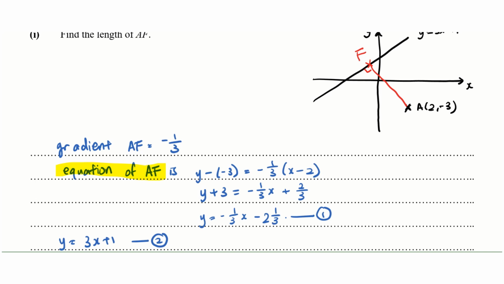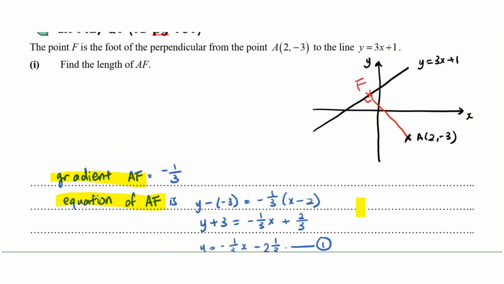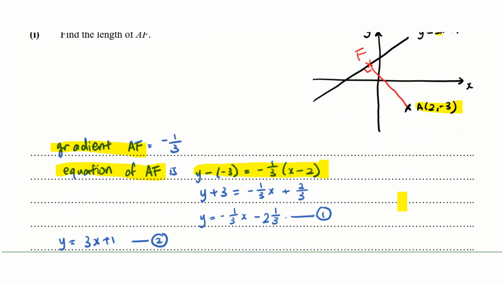To determine the equation of AF, I will need to know the gradient of the line AF, and that gradient is -1/3, because y = 3x + 1 has a gradient of 3, so the gradient of AF will be -1/3. Then the equation of AF, by using the formula I have introduced and using the point A(2, -3), I will solve that y = -1/3 x - 2 1/3. So I have first found the equation of AF.